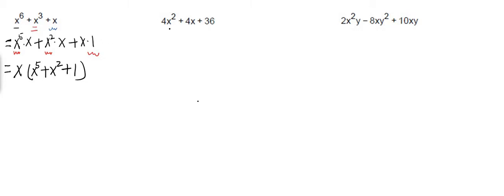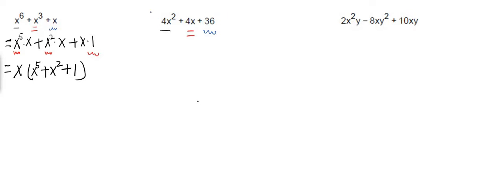Now let's take a look the second example. The same things. We're gonna observe this expression. We find three terms: 4x squared, second term 4x, and 36. Three terms. And we find the common factor. Here is x, but here we don't have x, so nothing. And here we have 4, and we find that 36 can be factored as 4 times 9.